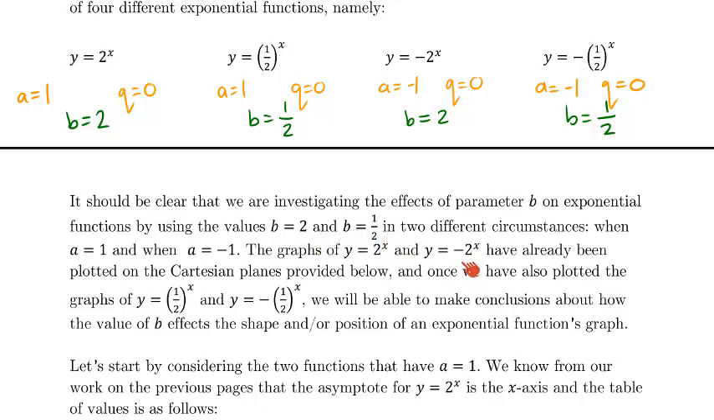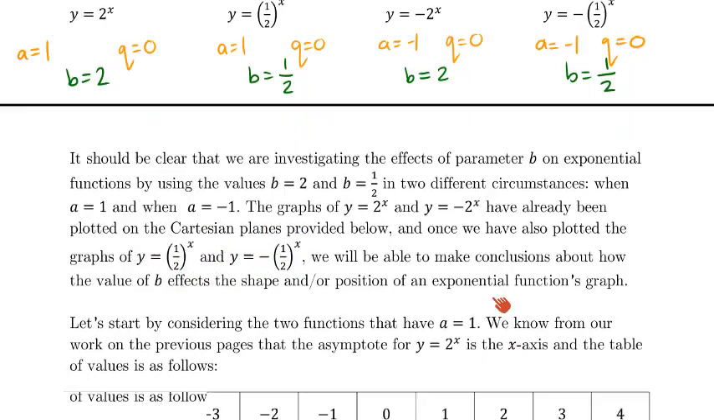The graphs of y equals 2 to the x and y equals minus 2 to the x have already been plotted on the Cartesian planes provided below. And guys, these are the classic version and the negative version of the classic version. We're not going to plot them again because we plotted them above. And once we have also plotted the graphs of y equals a half to the x and y equals minus a half to the x, we will be able to make conclusions about how the value of b affects the shape and or position of an exponential function's graph. So the new graphs that we're going to plot are these two. So we're going to figure out the table of values for these two exponential functions over here.